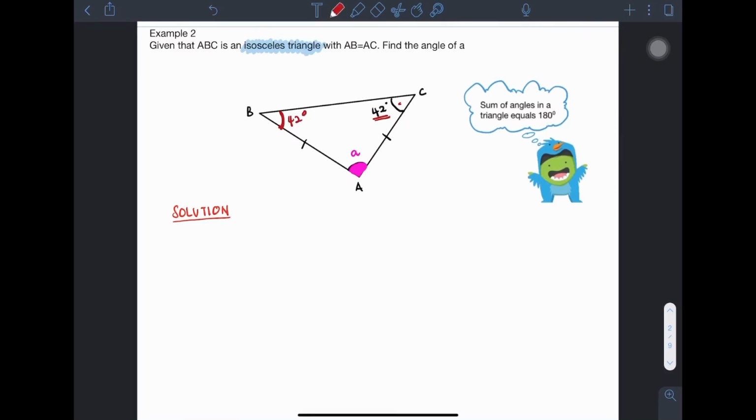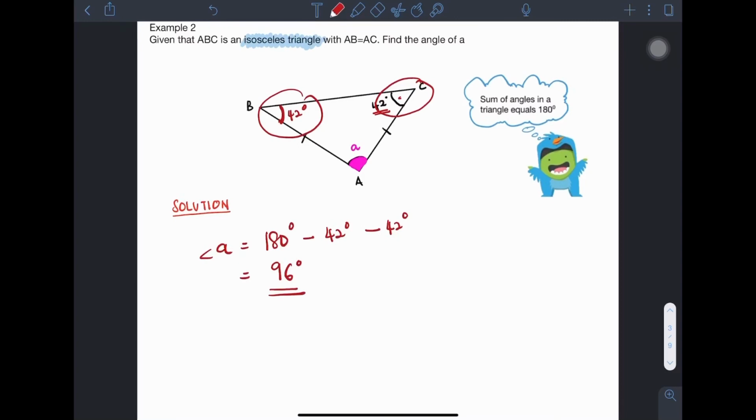So to get the angle of A, we just take 180, and we minus this angle, which is 42 degree, and minus this angle, which is also 42 degree. I hope you are doing your calculation now. You take 180 minus 42 minus 42, and you will get the answer 96. So the angle of A is 96 degree, and that's how you solve this question.